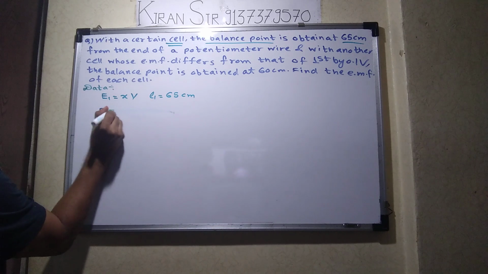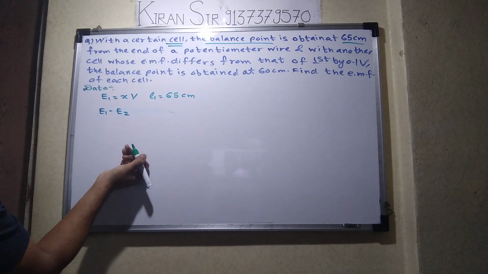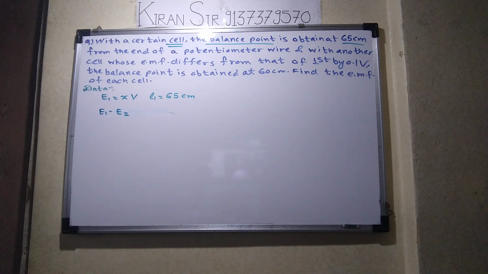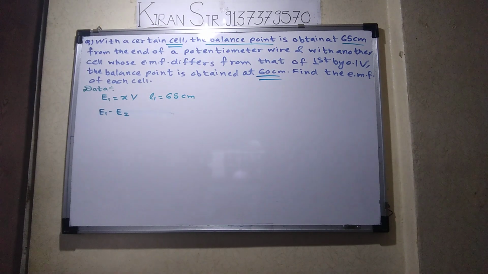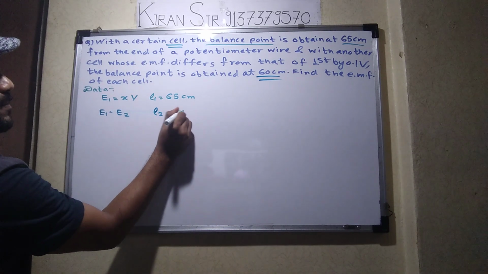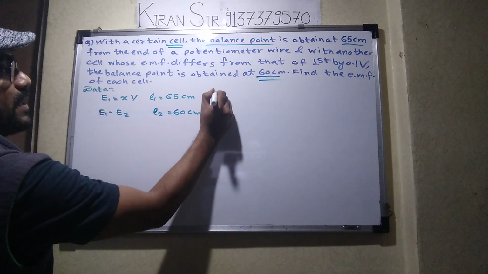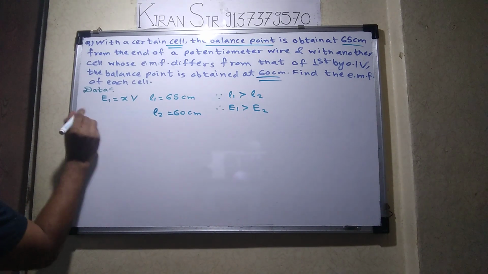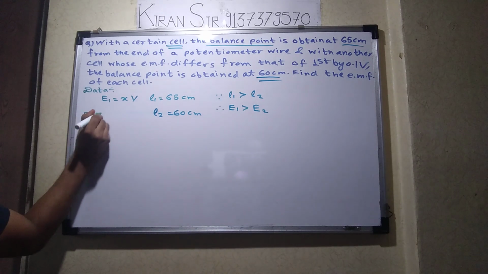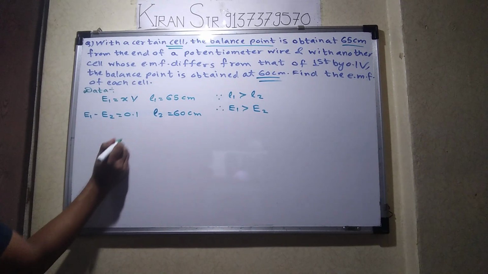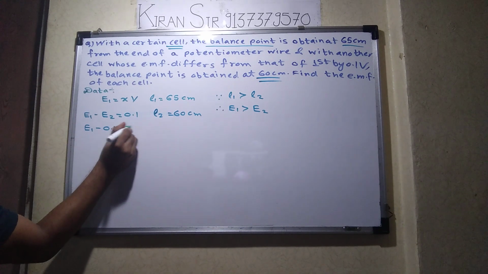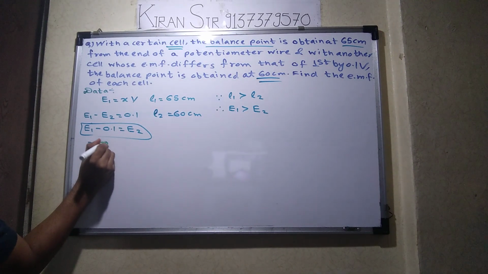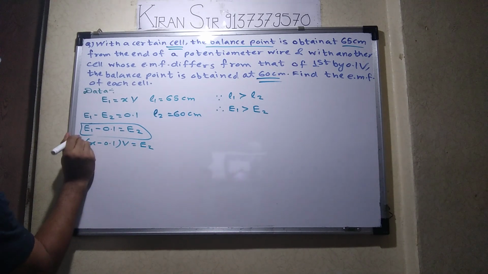The second cell differs from the first cell. I don't know which cell has the greater value. Because the balance point is not given, we are unable to determine whose value is more than the first one. You can find out here: the balance point L2 is 60 centimeter. So definitely, since L1 is greater than L2, therefore E1 is definitely greater than E2. So E1 minus E2 is 0.1. That means I have taken E1 minus 0.1 as the E2 value. So E2 is E1 minus 0.1, which is X minus 0.1 volt. Okay, keep aside.